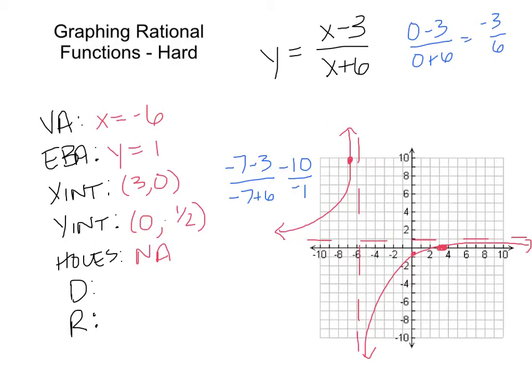Once you have your function graphed, you can do your domain and range. And since we don't have a hole, these are relatively easy. The domain goes everywhere except for the vertical asymptote. The range is going to be everywhere except for the end behavior asymptote. And we're done. That was just sort of a simple example to get us back in the swing of things. We'll look at a few trickier types of rationals in the next few examples.